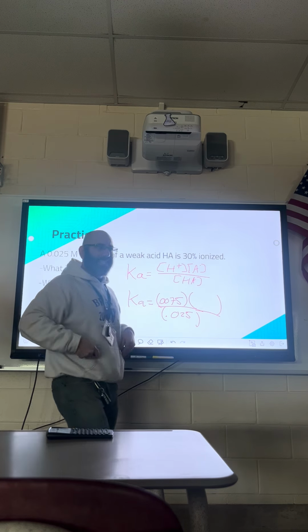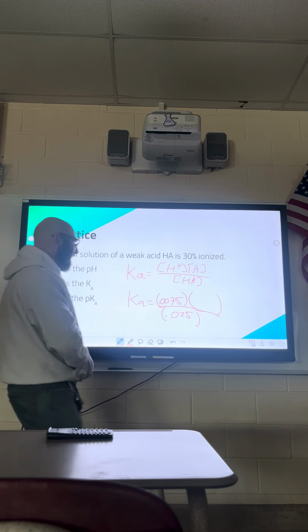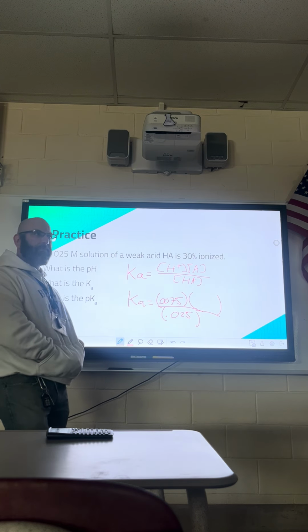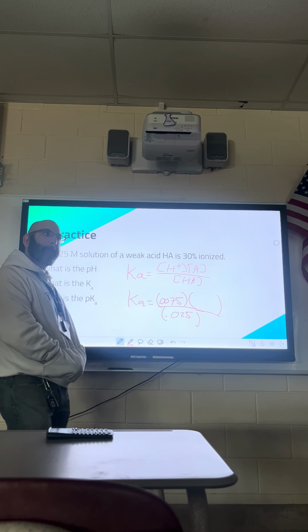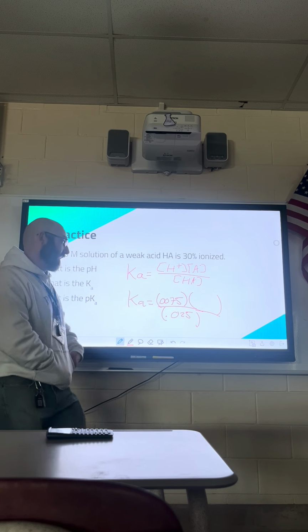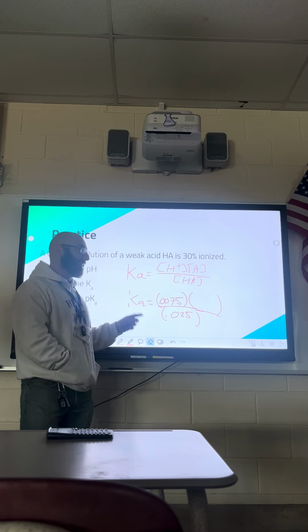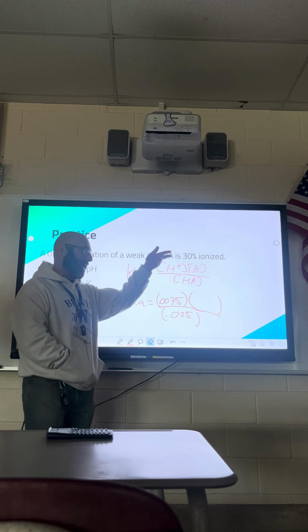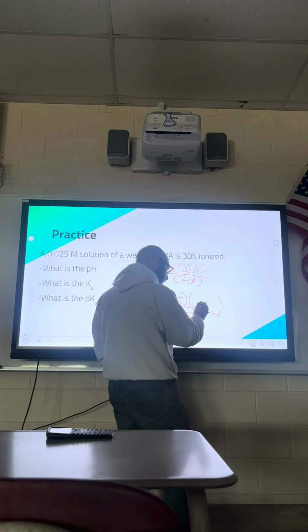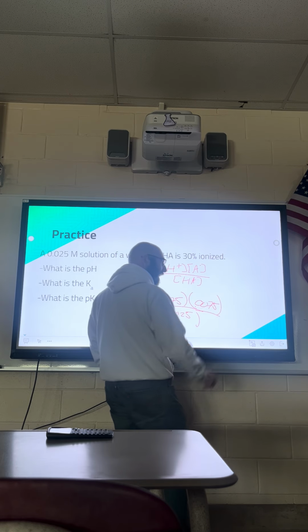So we found the H plus concentration. We did the percent ionization formula. What's A minus going to be? Is it the same as the top or the same as the bottom? It's the same as the top, because when it ionizes, it makes equal ions of H plus and A minus. So this is also 0.0075.